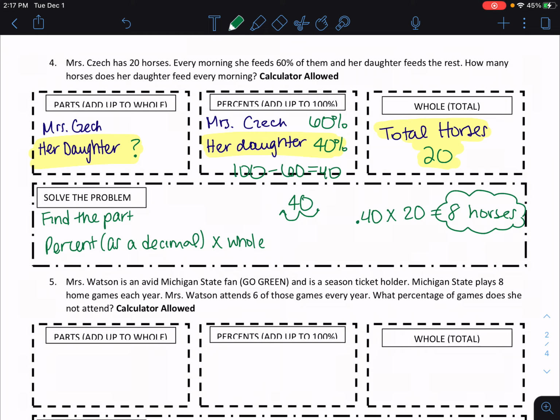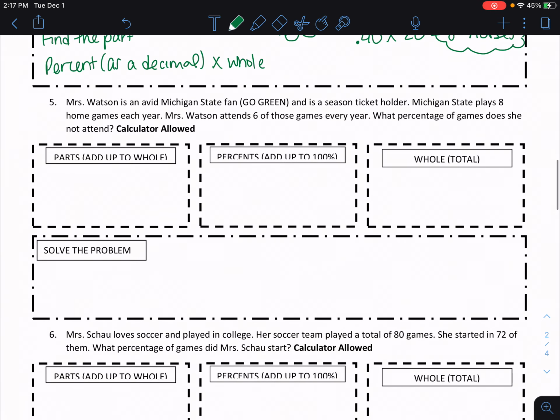Okay. Number 5 says, Mrs. Watson is an avid Michigan State fan, go green, and is a season ticket holder. Michigan State plays 8 home games each year, and Mrs. Watson attends 6 of those games every year. What percentage of the games does she not attend? So we've got games attended and not attended. So the games that I went to and the games that I didn't go to. And then I've got total games.